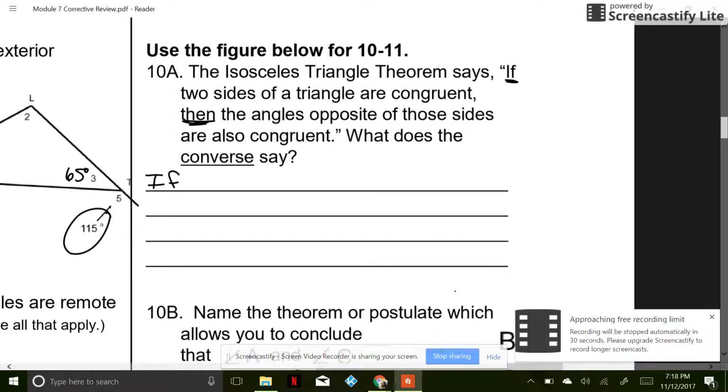So if, now we'll look at the second part of the statement, the angles opposite those sides are congruent, then the two sides are congruent.